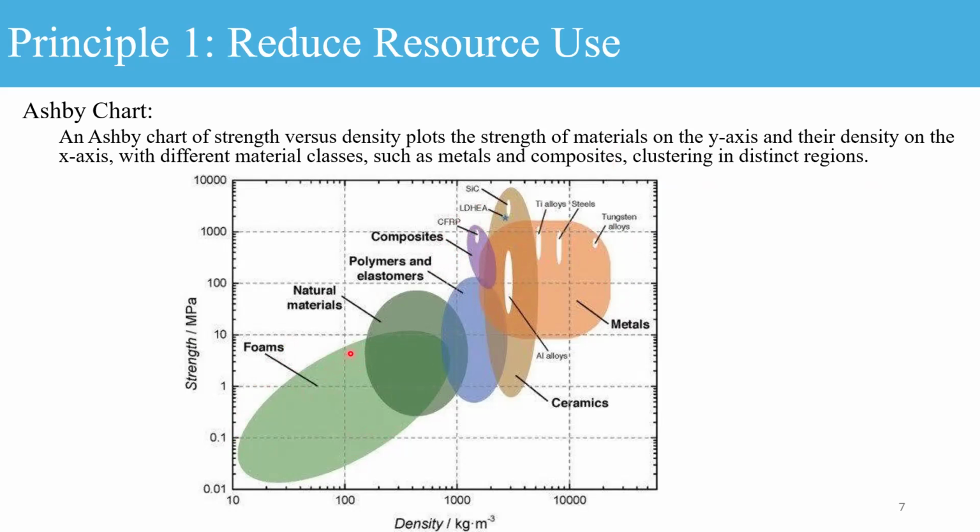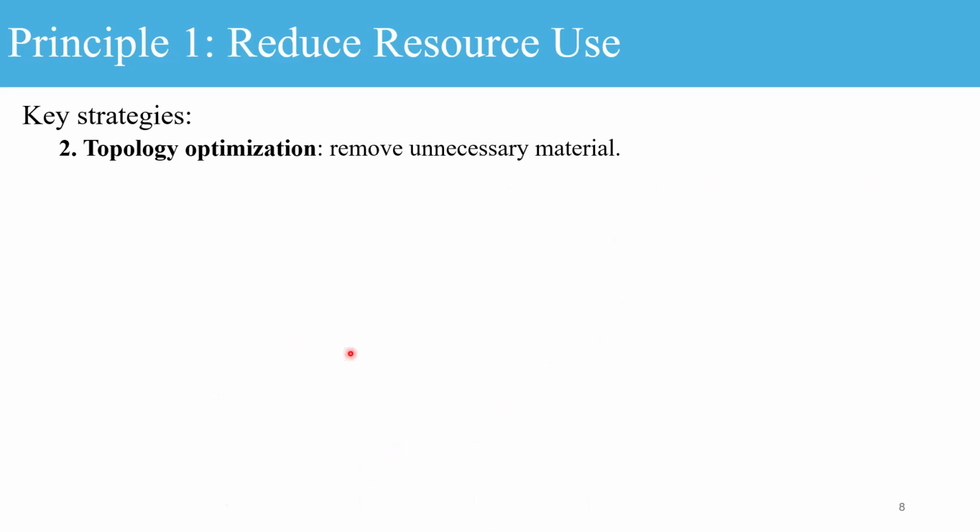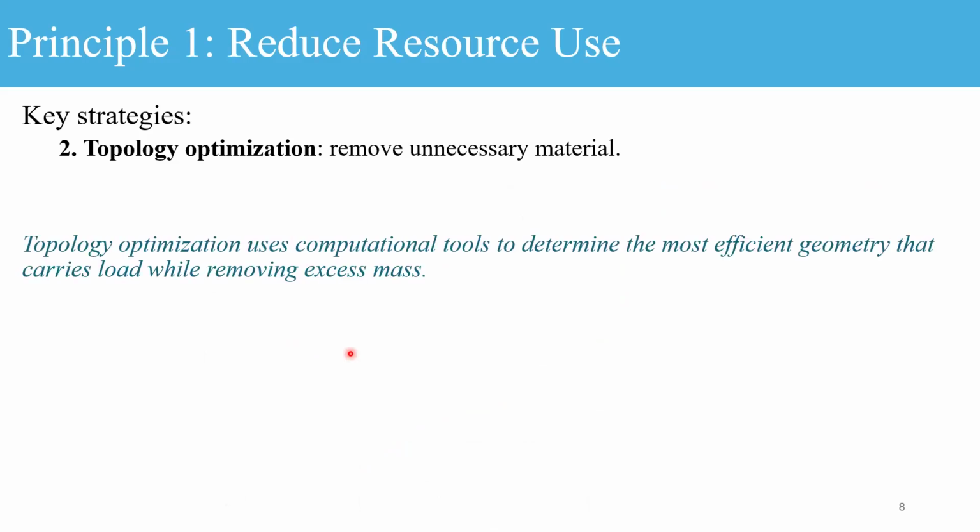The second strategy to reduce resource use is through topology optimization, where we remove the unnecessary material. The idea here is that topology optimization uses computational tools such as ANSYS FEA modeling tools to determine the most efficient geometry that carries load while removing excess mass.